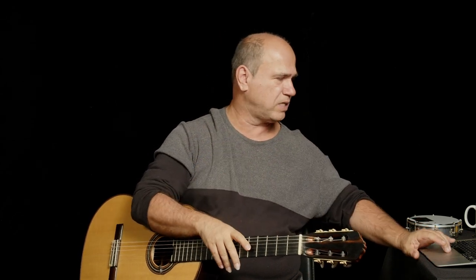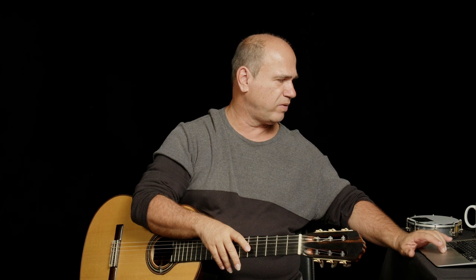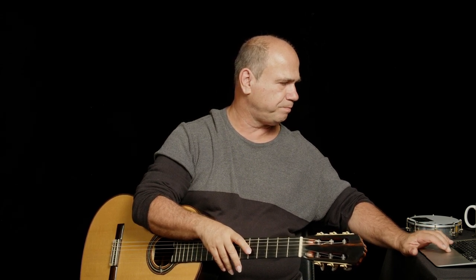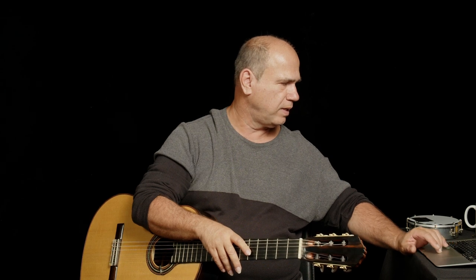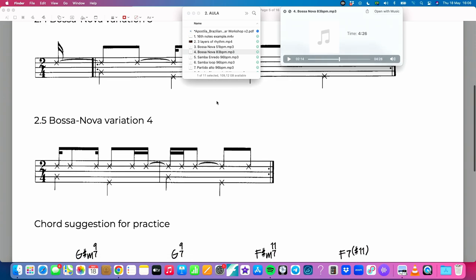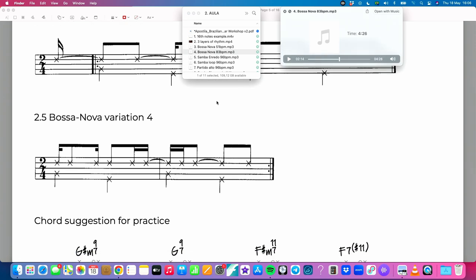There's one more variation here that I would like to show you. This is bossa nova variation 4. Is this one here. Check it out. Variation 4 goes. Pa ba pa ba ta da ta da pa.